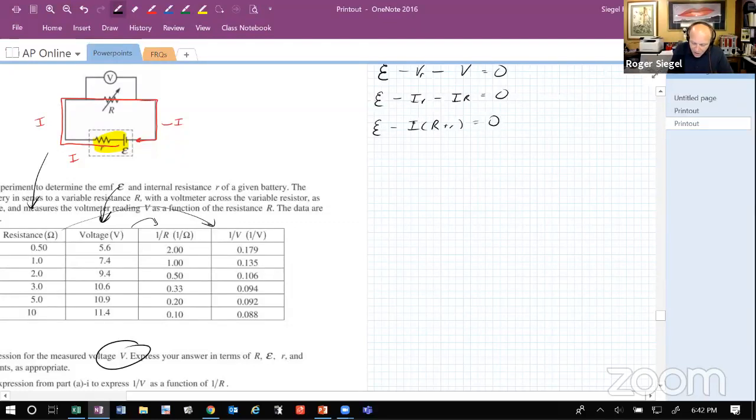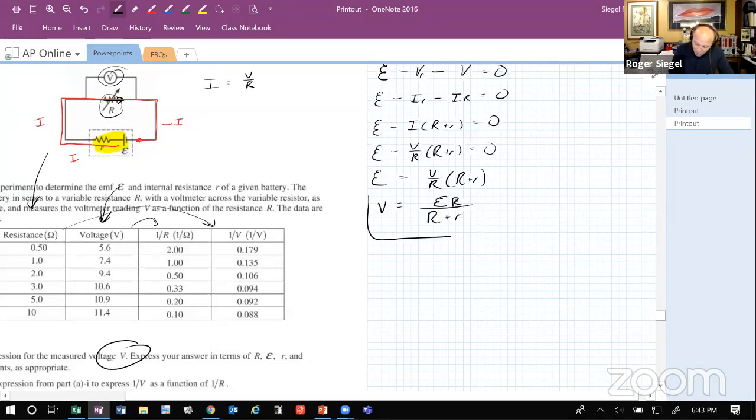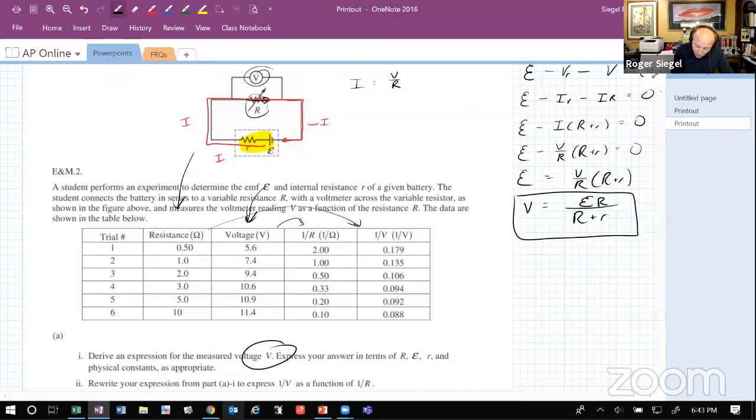Here's where my V comes in. I've got this voltage and I've got this current, and I know that this current is V over R. That is known. And so E minus V over R times big R plus little r is equal to 0. I'm going to do some algebra on this. I'm going to get this to the other side, V over R positive, times R plus little r. And then I'm going to solve for V. V is equal to the EMF times R over R plus r. And so the first part of the problem is done. They've asked me to derive an expression for the measured voltage in terms of R, E, and little r, and I did that.